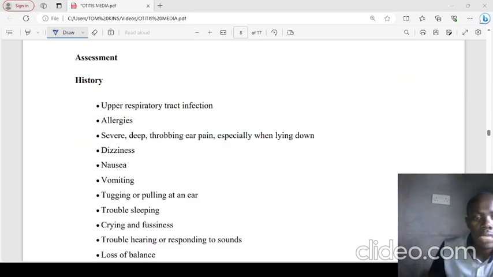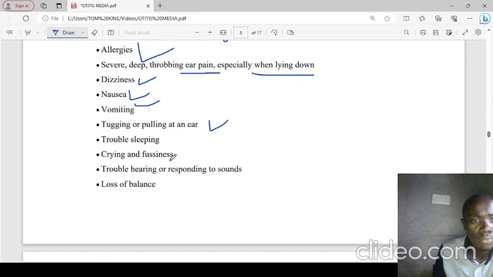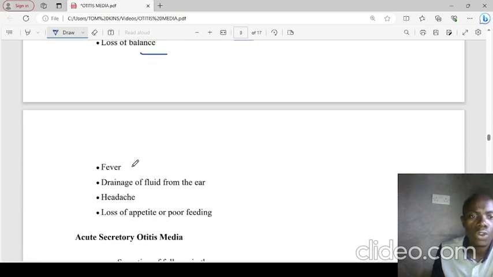So let's look at assessment, and assessment will be starting with history, where we look at the history of upper respiratory tract infection, allergies, severe deep throbbing ear pain, especially when lying down. Do you have a history of dizziness, nausea, vomiting, tugging or pulling at the ear, trouble sleeping, crying and fussiness, trouble hearing and responding to sounds, and loss of balance? Also could have fever, drainage of fluid from the ear, headache, loss of appetite.